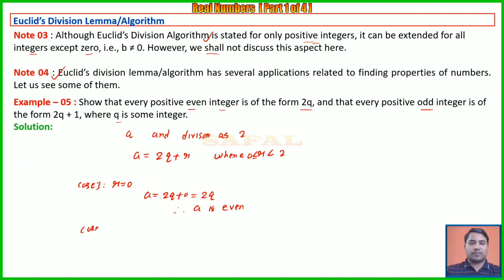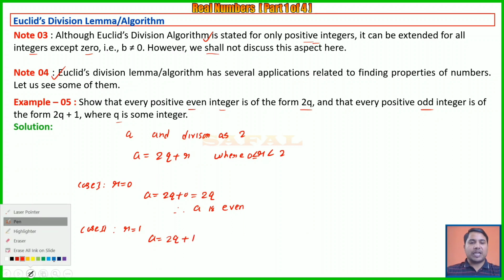Second case, when r is 1. In that case a will be 2q plus 1. Now just now we have proved that this 2q number is even. Now even plus 1 is odd. So in this case a is odd.